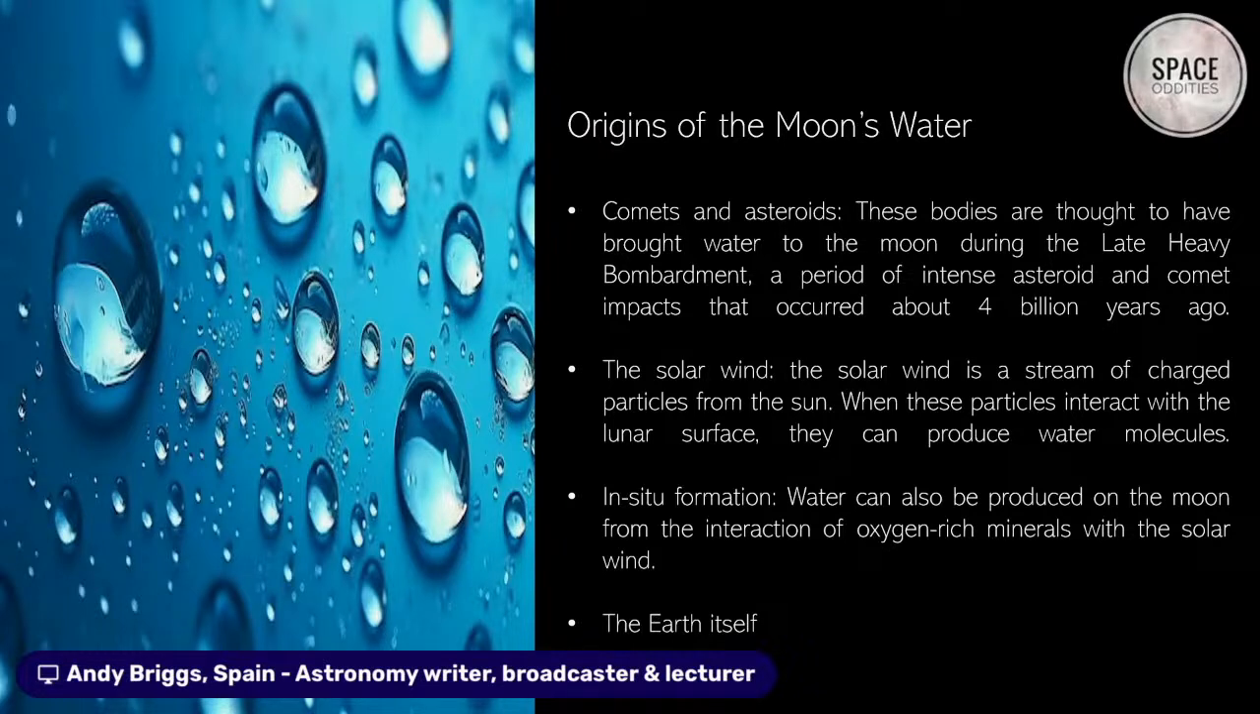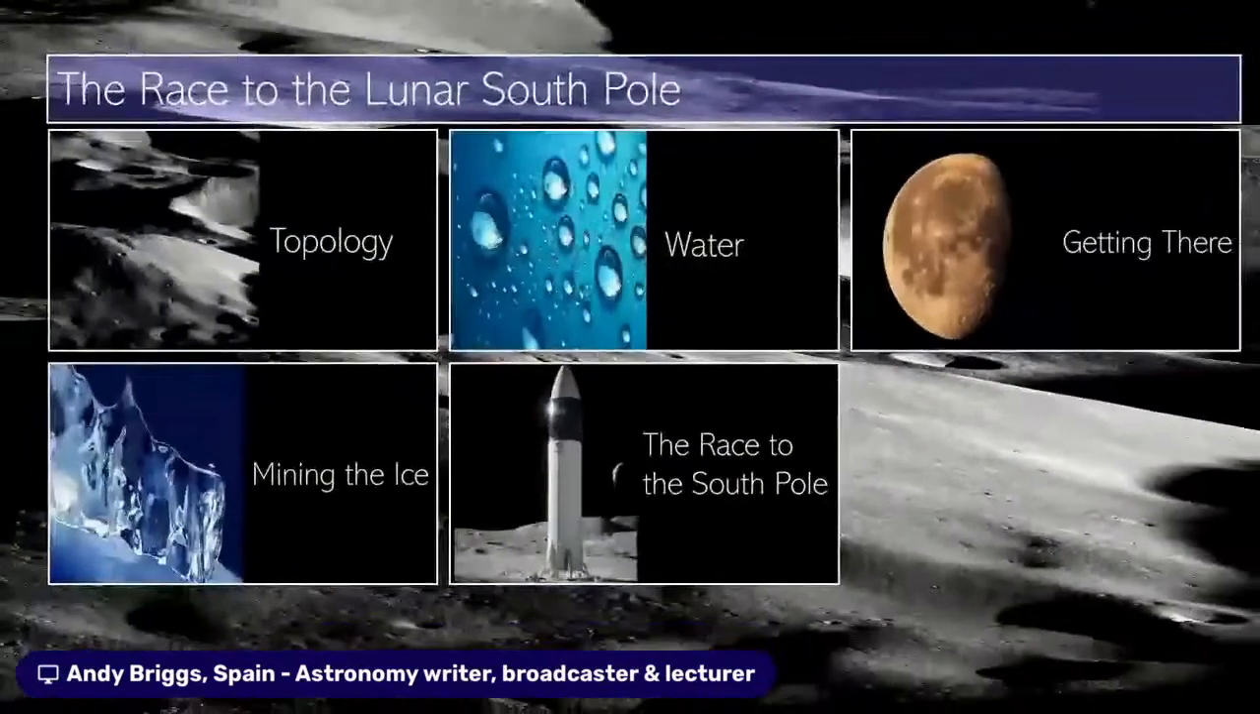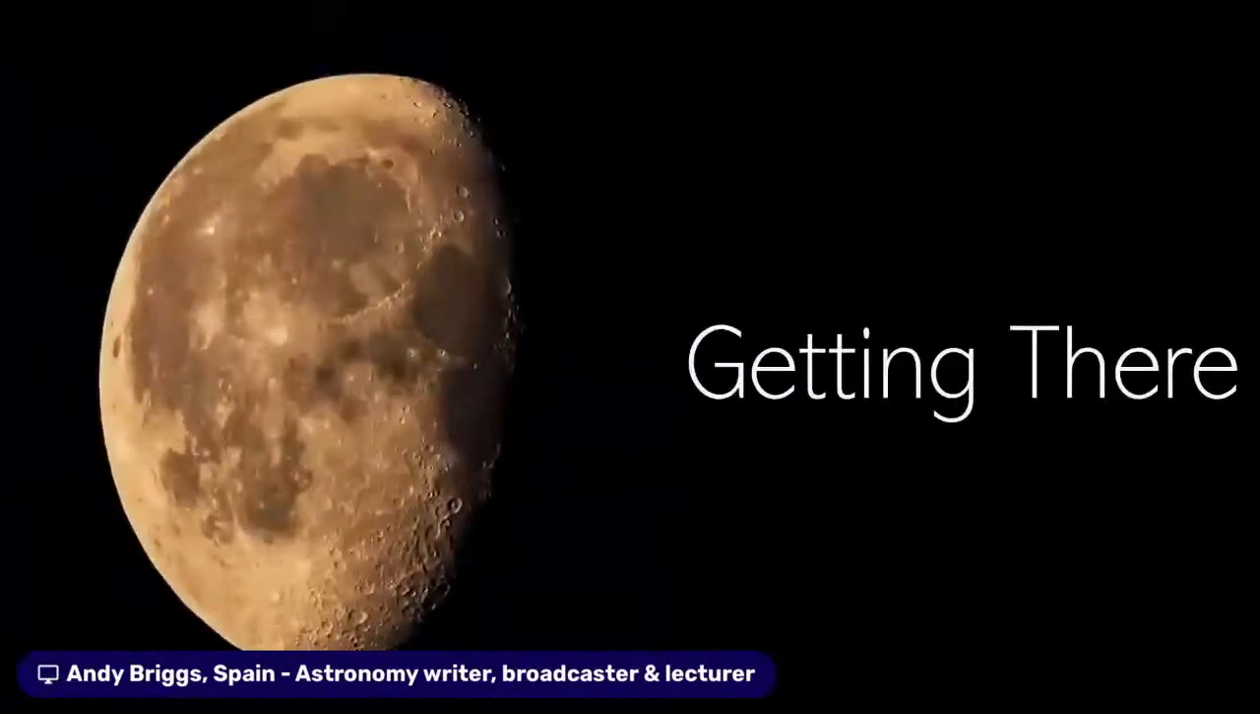So that's a bit uncertain at the moment. So a few possible origins for that water from the moon, but I think a lot of it primarily will come from comets and asteroids. Now, how do we get there?